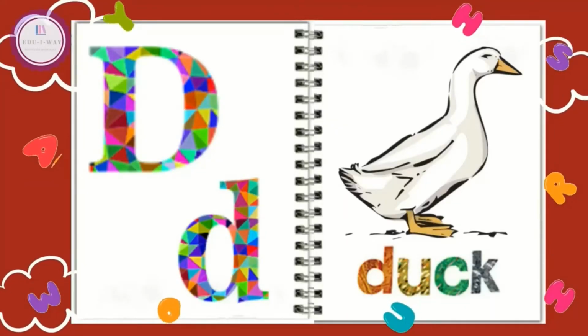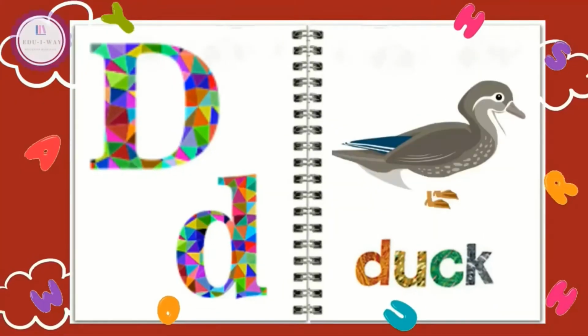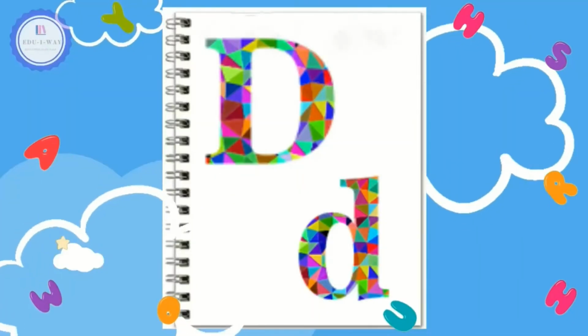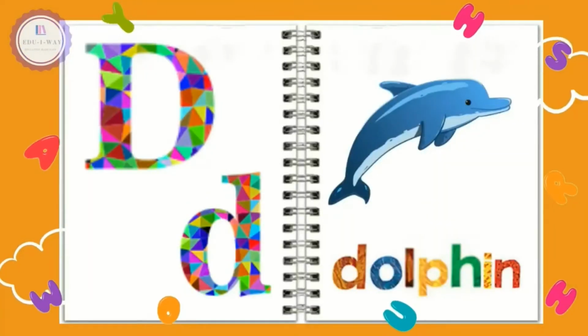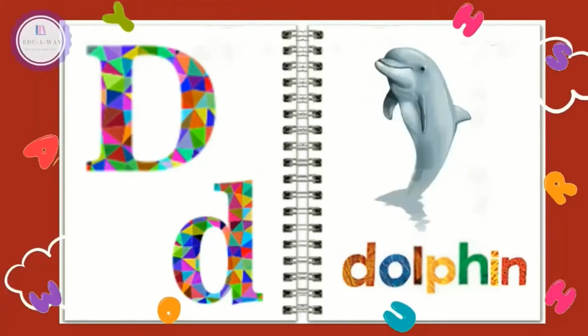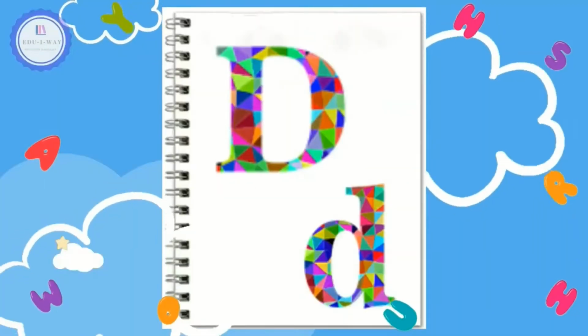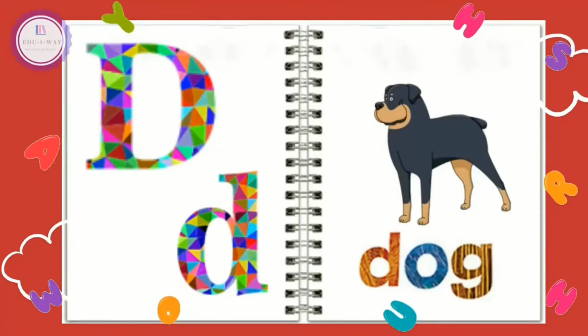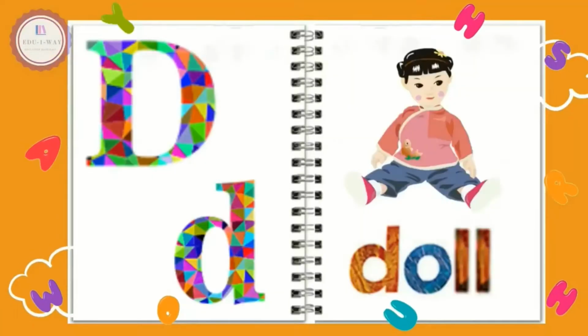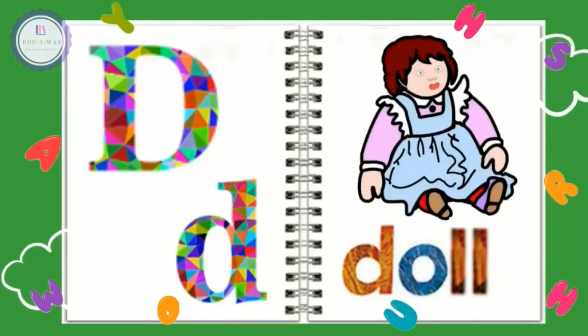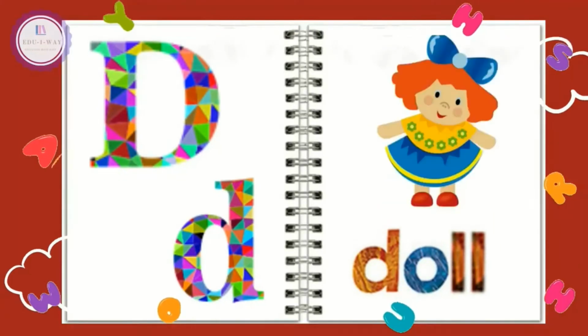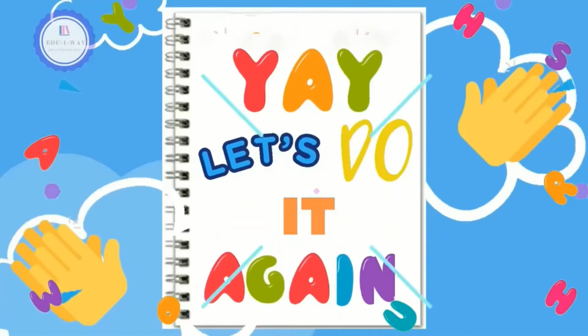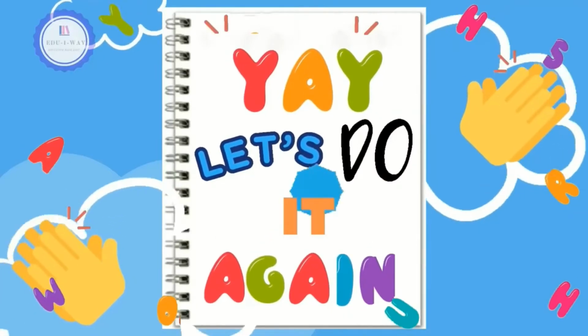Da for duck. Duck, duck, duck. Da for dolphin. Dolphin, dolphin, dolphin. Da for dog. Dog, dog, dog. Da for doll. Doll, doll, doll. Yay, let's do it again.